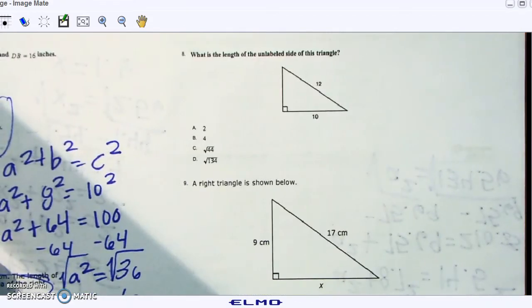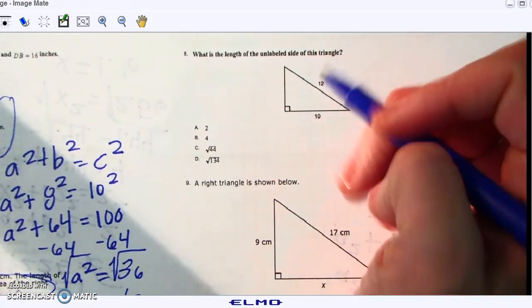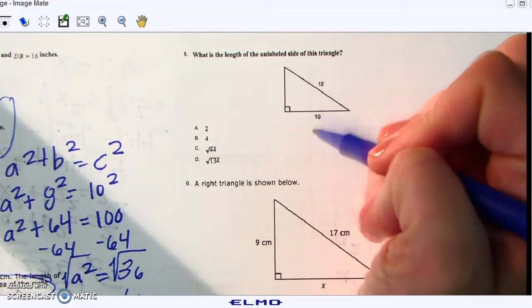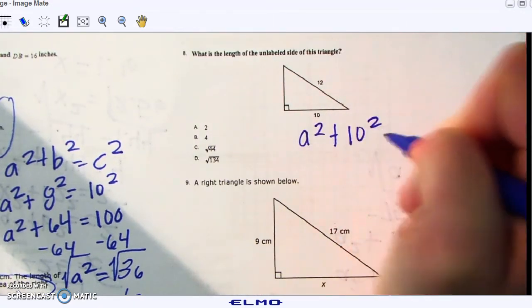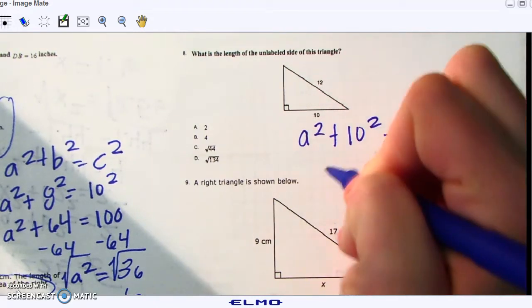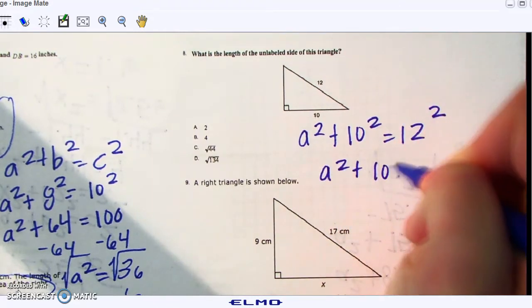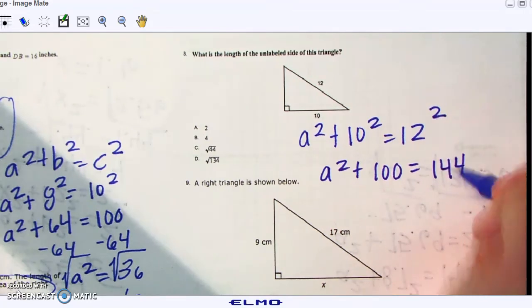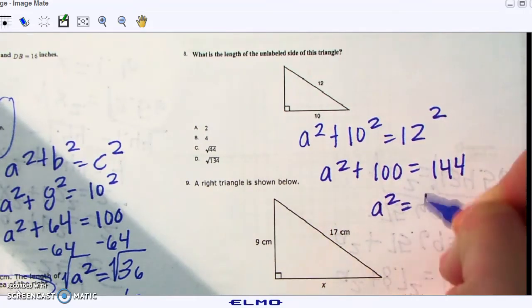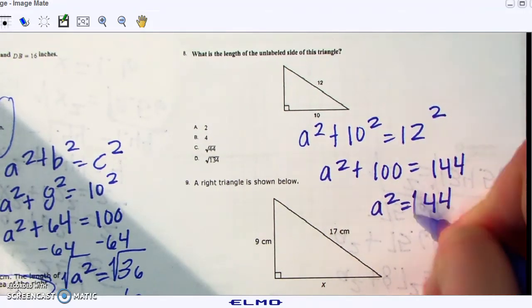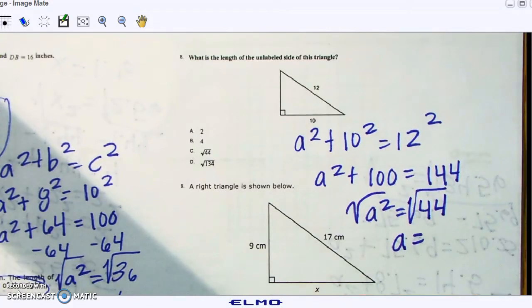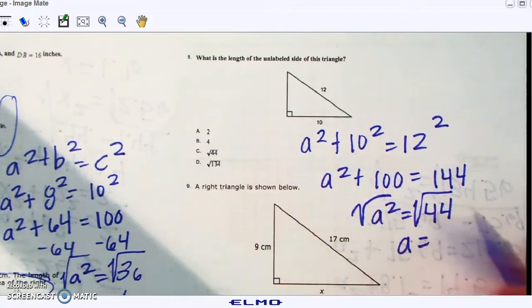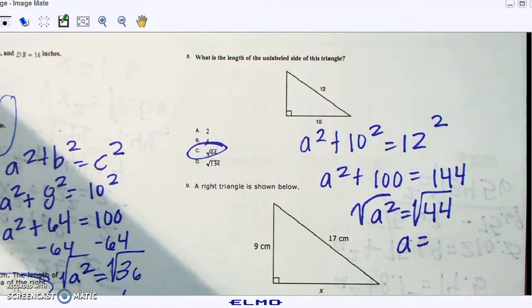All right, what's the unlabeled side? So again, a squared plus 10 squared equals 12 squared. A squared plus 100 is equal to 144. A squared is equal to 44. Square root of both sides. A is equal to square root of 44, which is 6.6. Oh, which they just have as square root of 44.